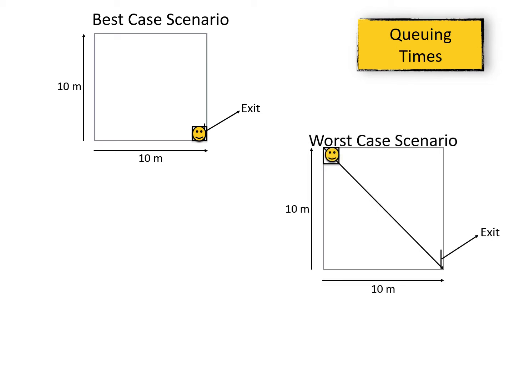The worst case scenario is when everyone is in the opposite corner to the door, so they have to travel across the whole room and then queue to get out the door. This is applied to the whole library to get an upper bound for the evacuation time.